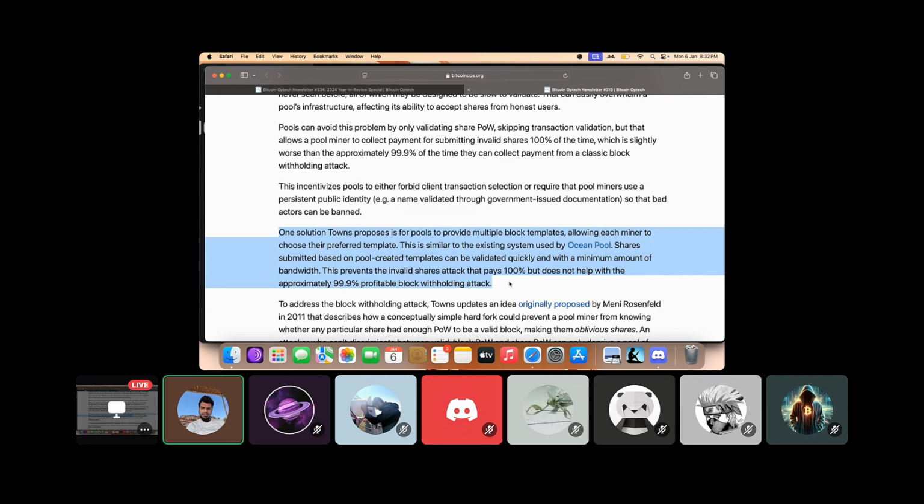The second solution could be making KYC compulsory so that people who are creating invalid shares and exploiting the avenue of template creation have their identities known. We don't even want that to happen. We want miners to remain anonymous.